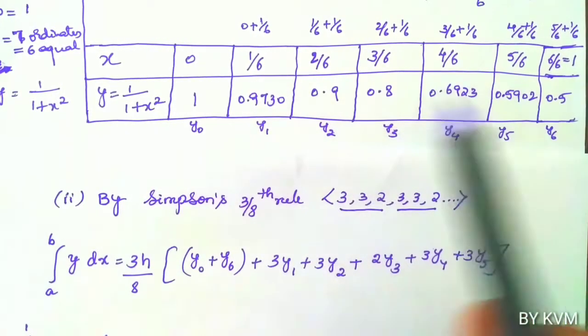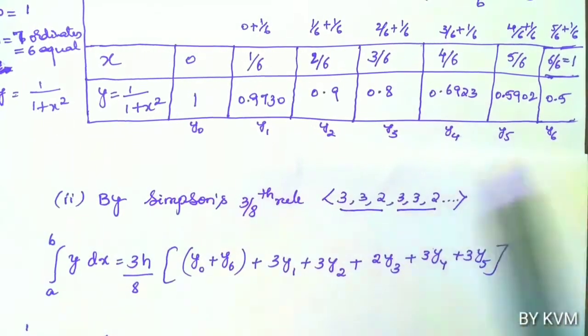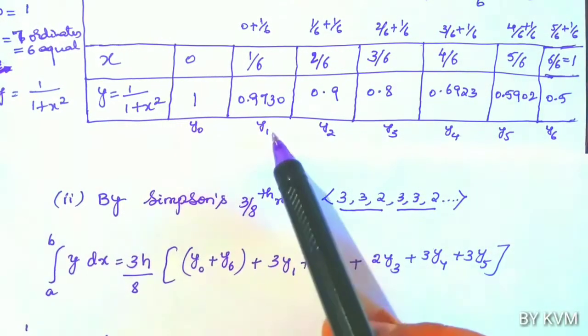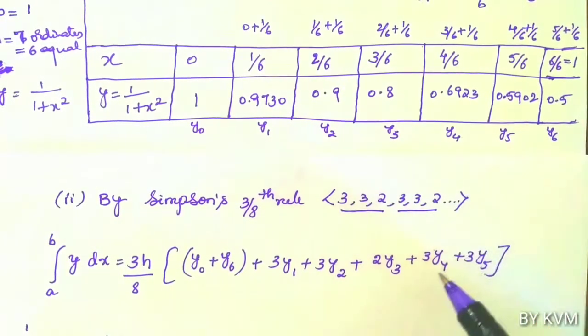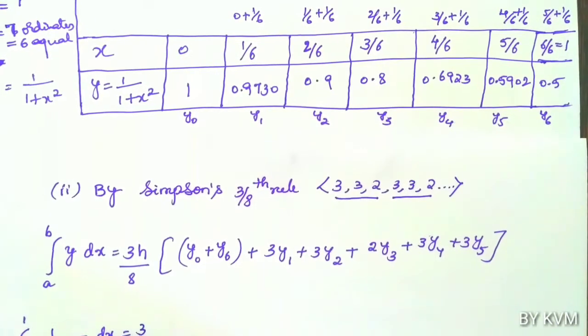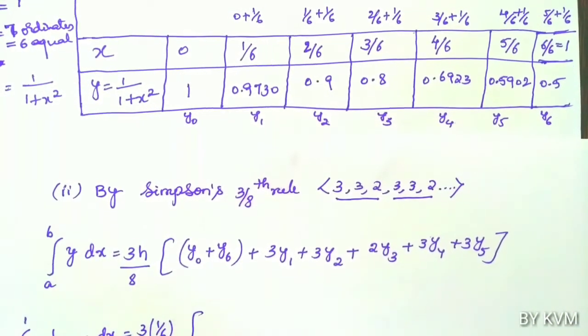So this is for 7 points. 1, 2, 3, 4, 5, 6, 7. So first value plus last value, y0 plus y6, plus 3 into y1, 3 into y2, 2 into y3, 3 into y4, 3 into y5. So now substitute all the values. 3 into 1 by 6 whole divided by 8.